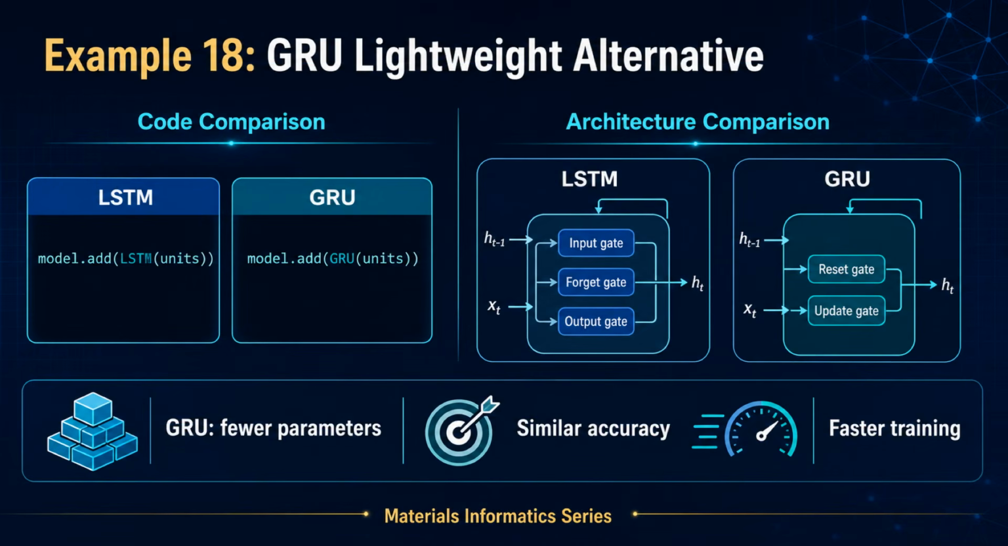Gated recurrent units offer a simpler architecture with fewer parameters than LSTM. Our GRU model uses the same configuration, but trains faster due to its simplified gate structure. Despite fewer parameters, GRU often matches LSTM accuracy for battery degradation prediction. When data is limited, the smaller model may generalize better. Choose between LSTM and GRU based on empirical testing with your specific data.